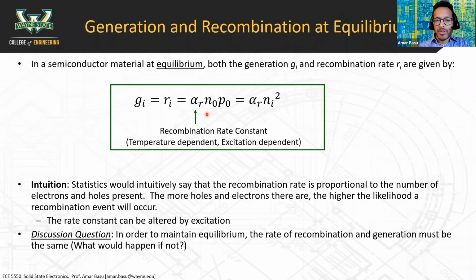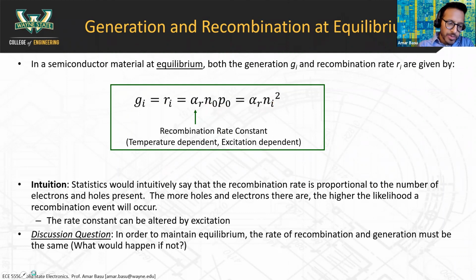Now, what was our intuition behind this? I want to remind everyone that the more electrons you have, the more holes you have, the more likely they are to bump into each other and recombine. Whenever an electron sees a hole, there's a likelihood that it'll recombine. So obviously, the more electrons, the more holes you have, the larger your recombination rate is going to be. So at equilibrium, np equals n_i squared.